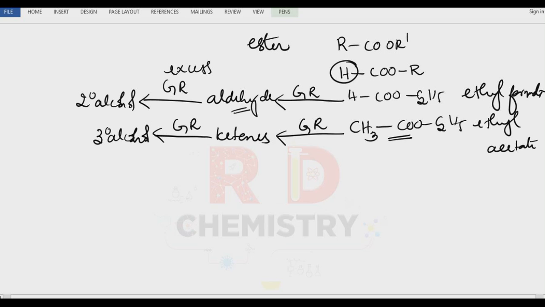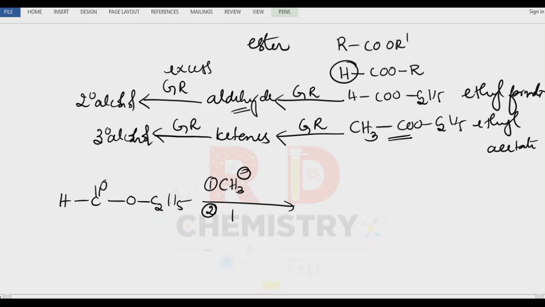It gives the tertiary alcohol. So let me write the reaction. How does it happen? Let me take the formate ester, H, C double bond O, and C2H5. Let me take ethyl formate. Now let me take a CH3 minus from the Grignard reagent, followed by the acidification, H plus.